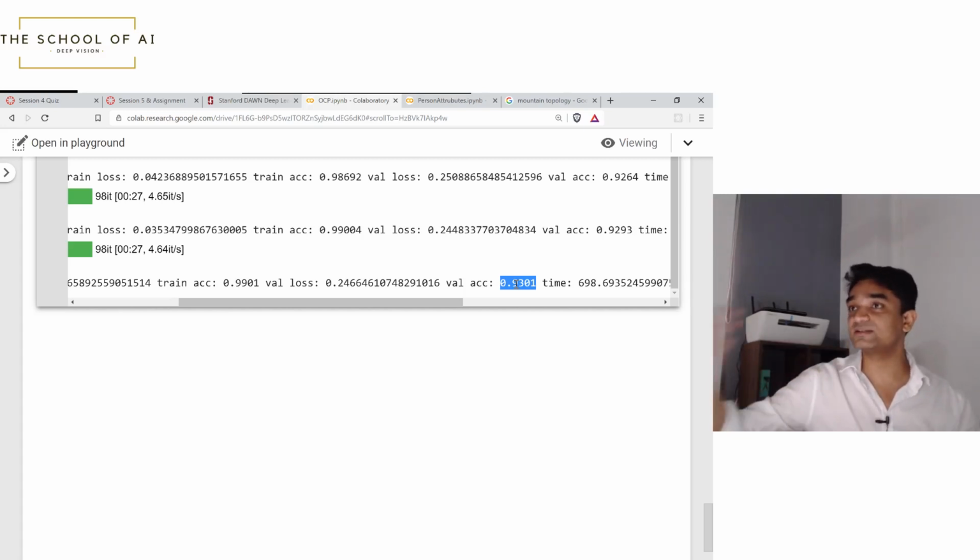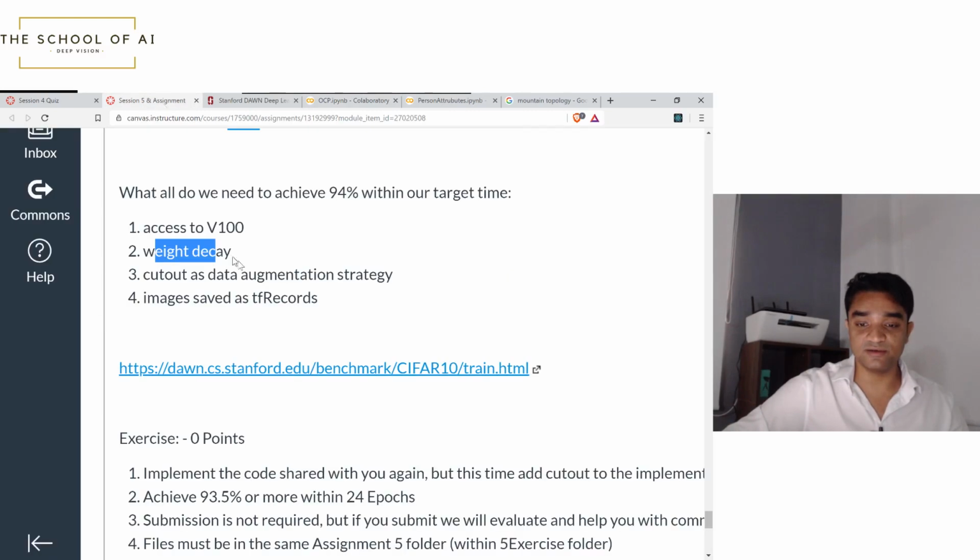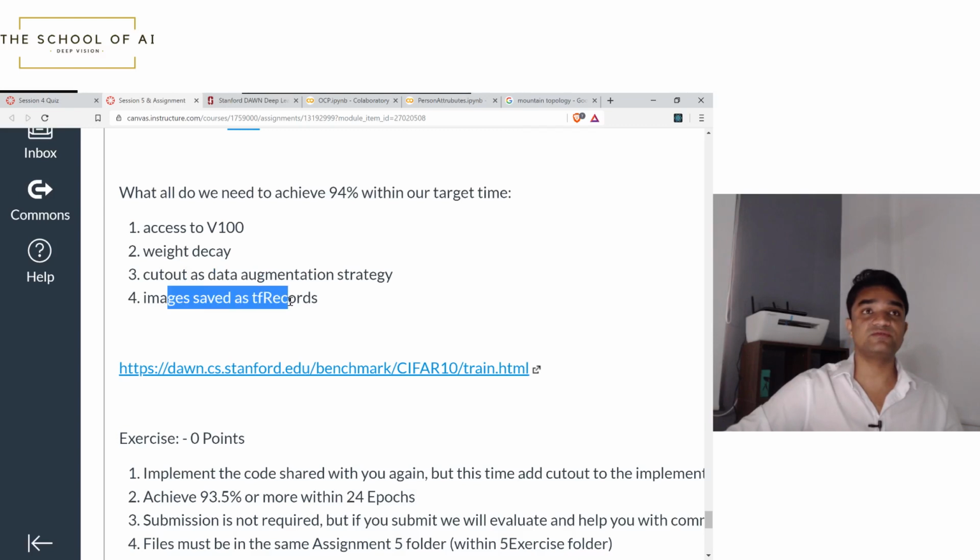So I have to do fast regularization in these epochs only, which means whatever I have done must remain there, and I need to add something more. So what I need to add is weight decay. Weight decay is something which is further going to help us reduce that overfitting in the overall network. I also need to add cutout data augmentation strategy. I need to save my images as TF record. If I want to reduce time, you cannot be reading images from your disk, right?